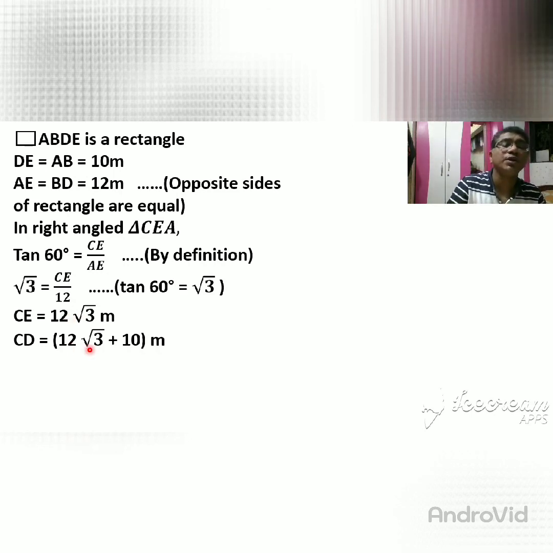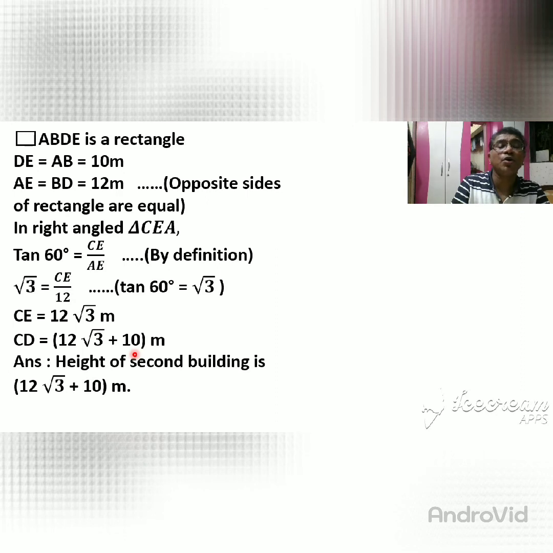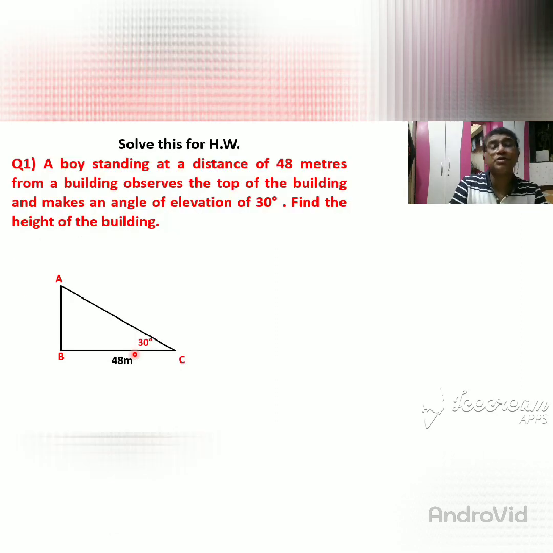So 12 root 3 plus the opposite side, which is also 10 meters. So CD is equal to 12 root 3 plus 10 meters, which is the height of the second building. Any doubts? Then this is the homework given to all of you students.